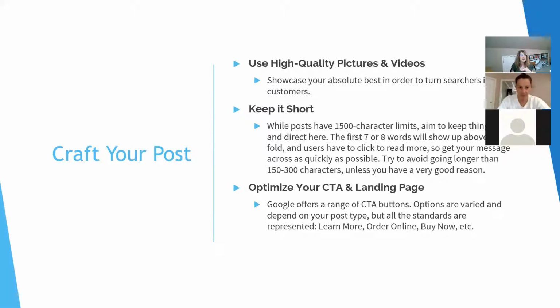You want to keep it simple, about 150 to 300 words, and that way, when you keep the most important information at the top of the post, if you go past that 300 characters, the little learn more button will pop up, and you want the most important part above that, so that they don't have to click learn more.